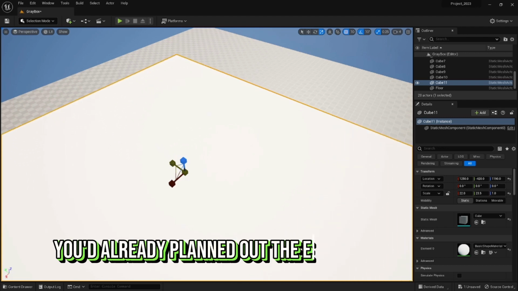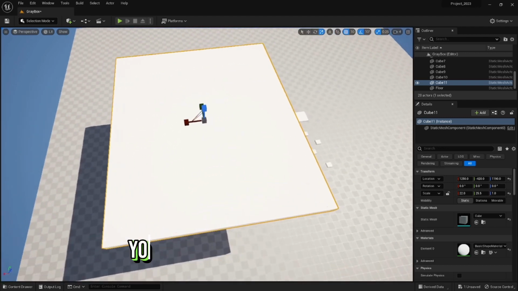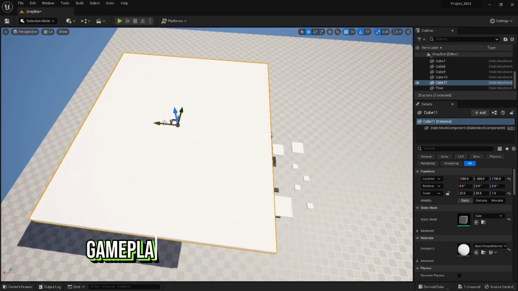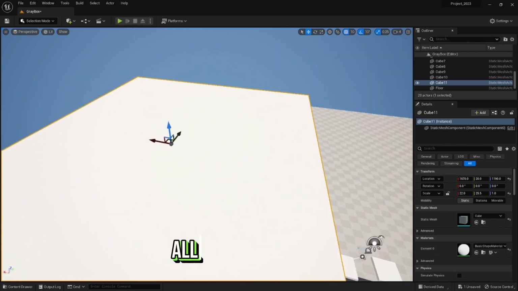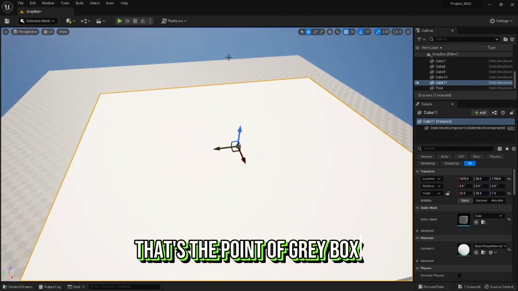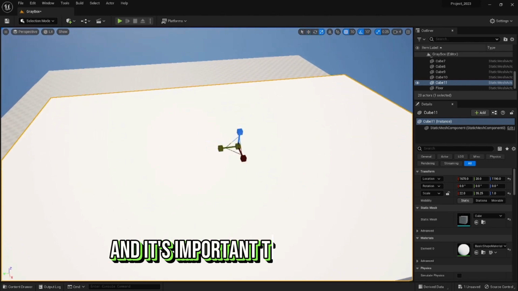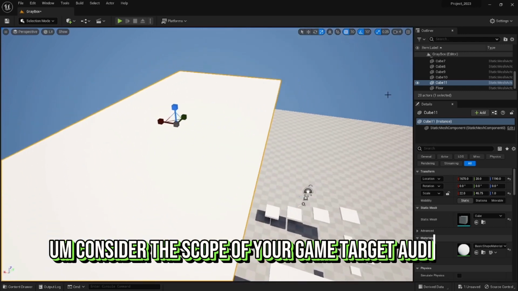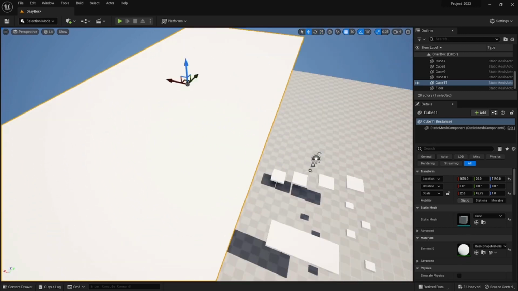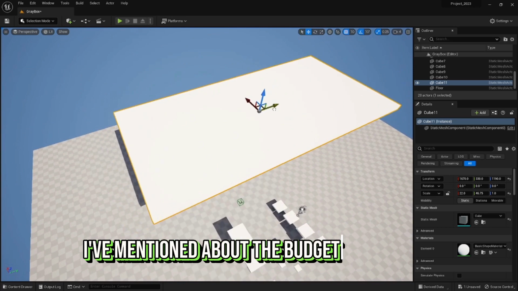You would have already planned out the ending to your game and the beginning to your game. You're trying to figure out what gameplay mechanics can go into each level and what visual aspects will be allowed in each level. That's the point of grayboxing. And it's important to plan your game. Consider the scope of your game, target audience, and your budget. I've mentioned the budget idea before.